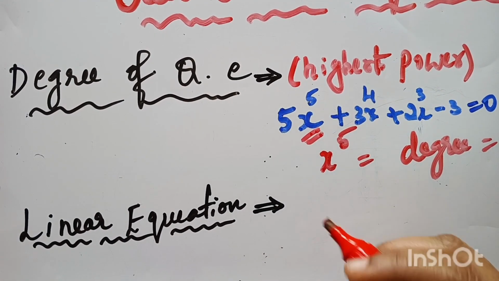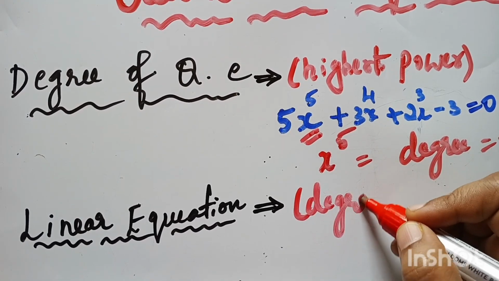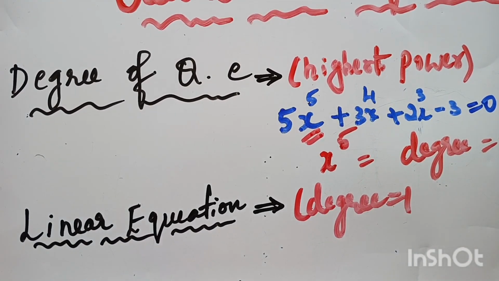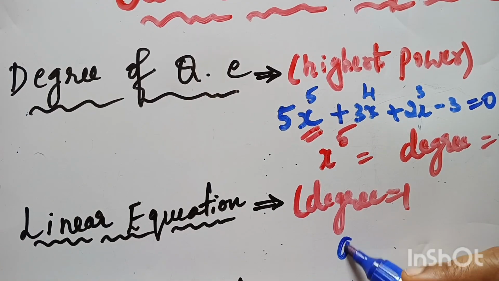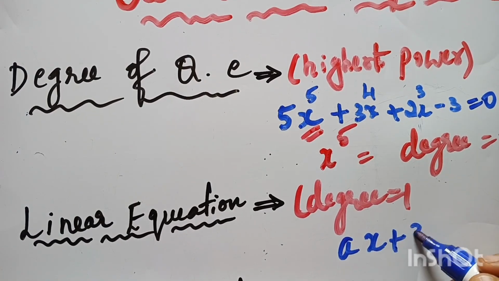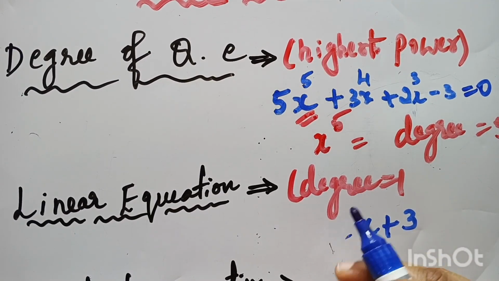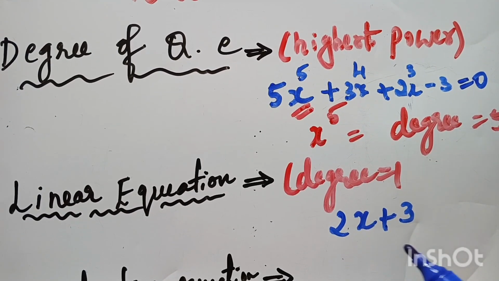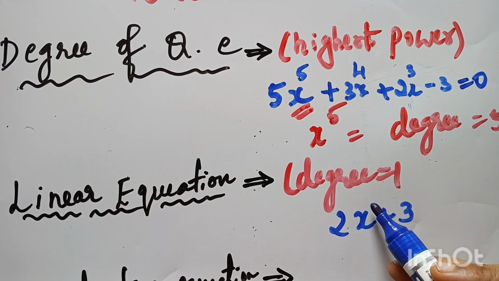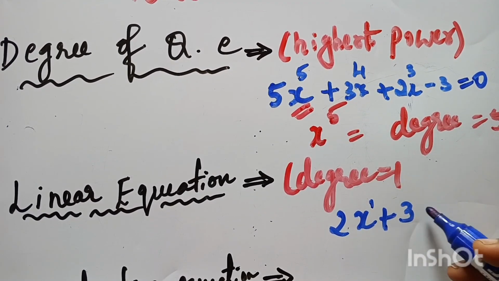Next is the linear equation. Linear equation means degree equal to 1. For linear, the degree is equal to 1. For example, ax plus 3, or I can write here 2x plus 3. So x is a letter, a variable. What is the power of x? No number written means 1. So the highest degree is 1, which is called a linear equation.